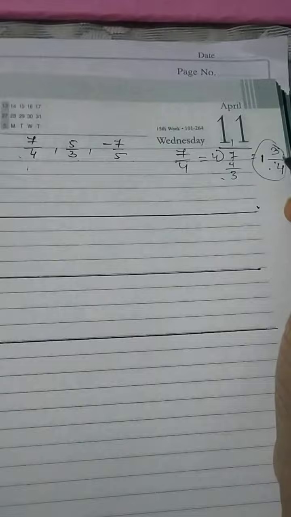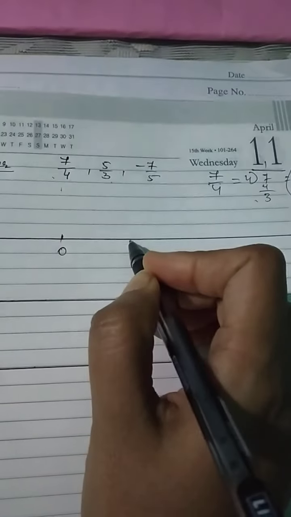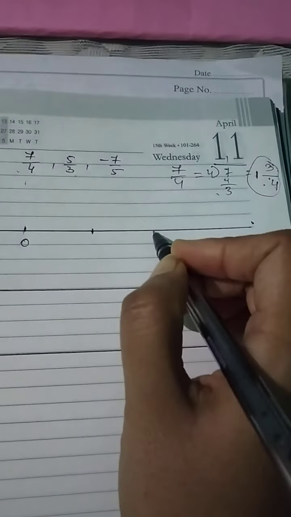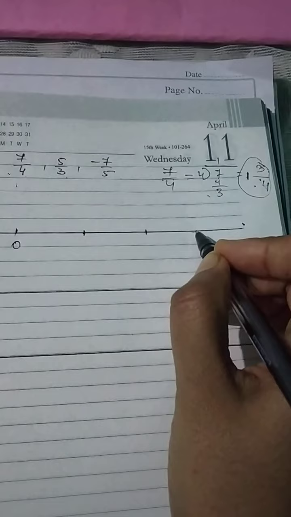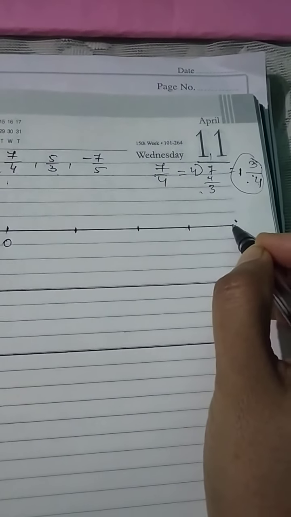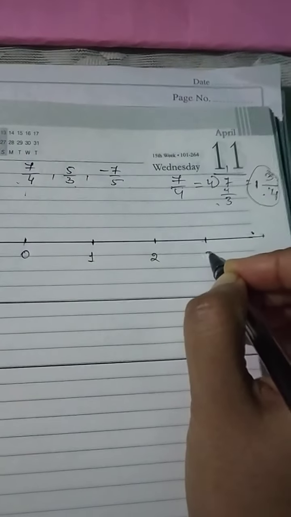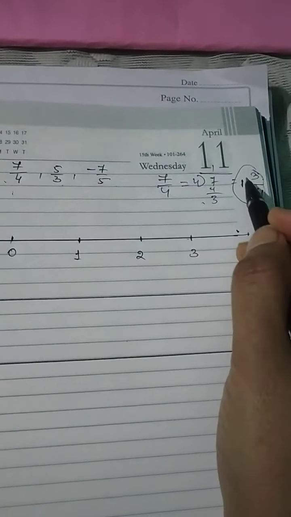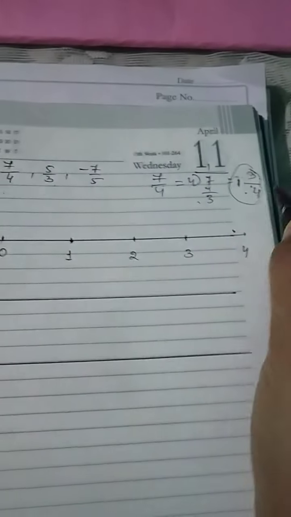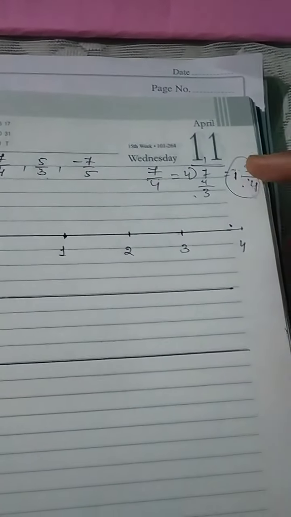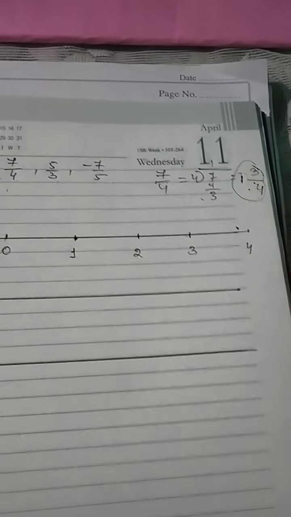So we will plot. This is positive. So we will take 0. After that, equal distance. You can take 1 here. Then 2. Then 3. Then 4 like this. You can take equal distance 1, 2, 3, 4. What is this? This is 1. 1 is a whole number. So 1 is this. But what is this? 3 by 4. This is again a proper rational number.